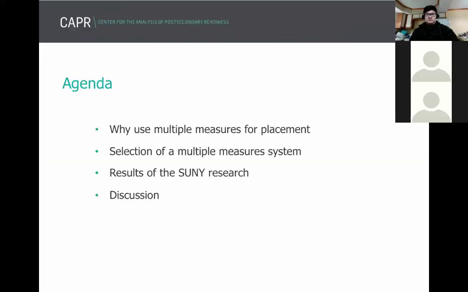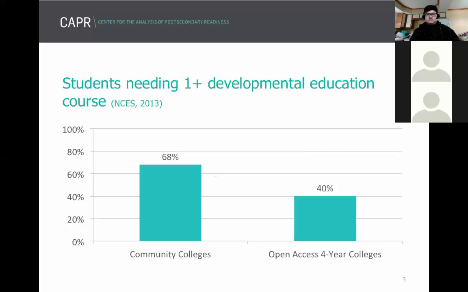Okay. So what we're going to talk about today is the rationale for using multiple measures for placement, some of the choices that people make when they decide that they want to develop a multiple measures system, and then the results of some research that we at CAPR are doing on some colleges in New York State, the State University System of New York, 7 colleges participating with us in this research, to look at the use of a system that uses predictive analytics. And then we'll have some opportunity for discussion. Please do jump in at any time with questions. I'm going to pause every now and then, and Keith will share the questions with me that may pop up.